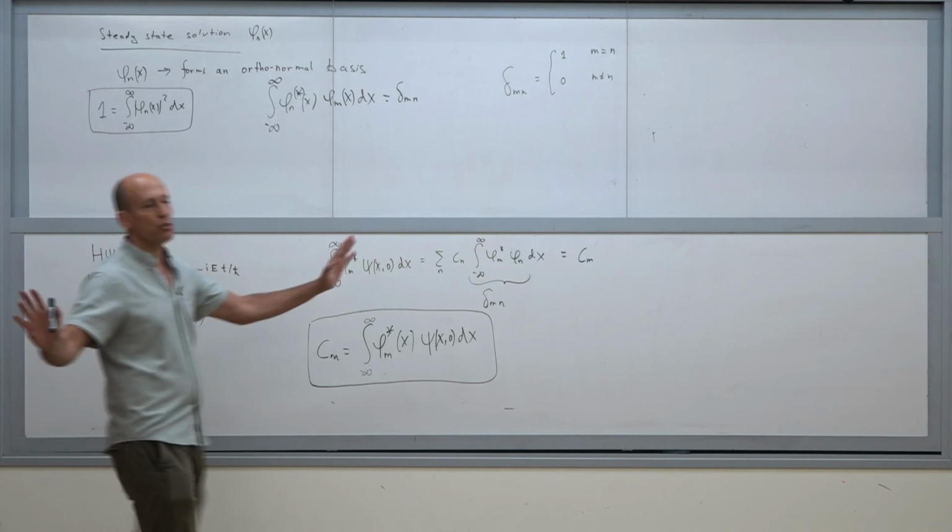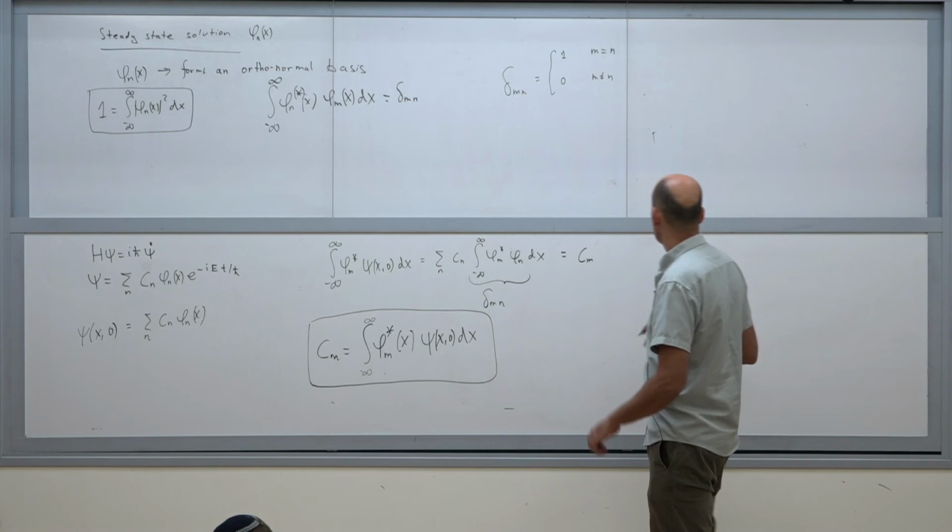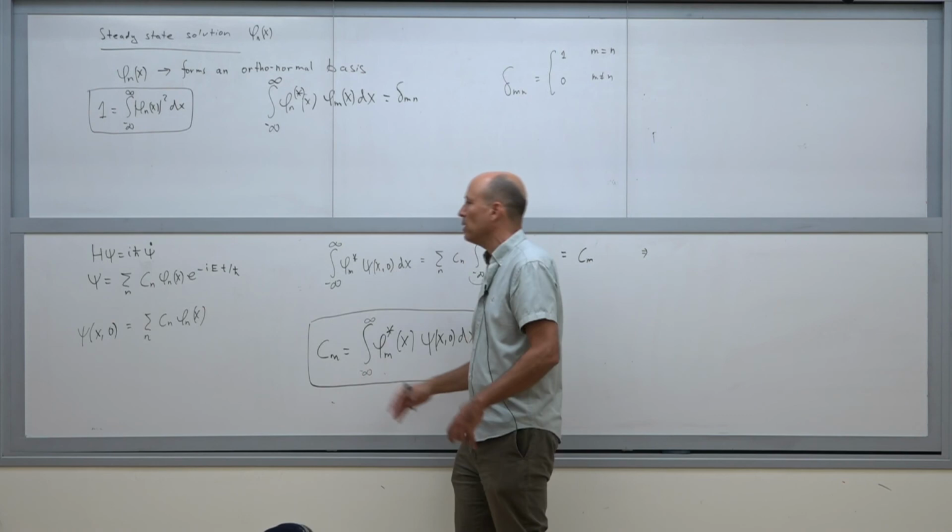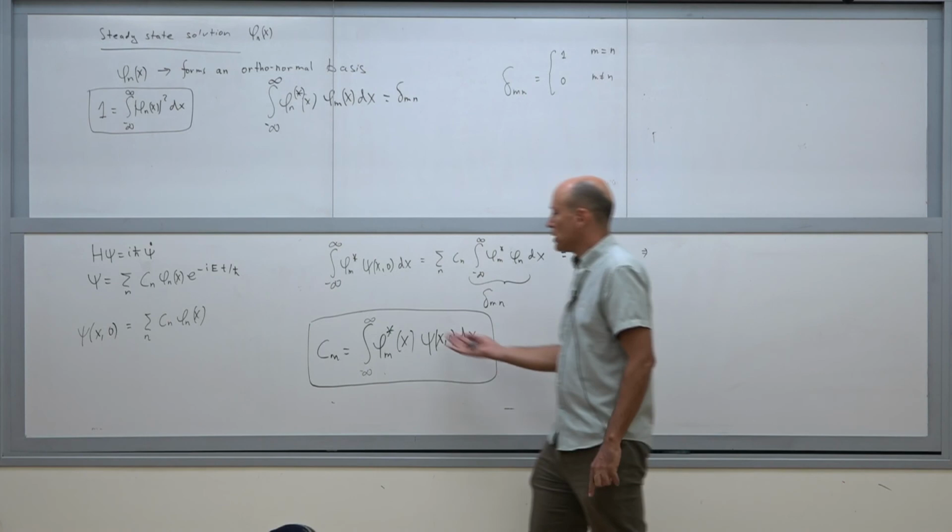Mathematicians can go home now, okay, we solved everything. Why? Because we have a recipe, at least, to get c_n. Of course, this is too general in the sense that it doesn't show you what the physics is. For example, what is the interpretation of the c_n? What is the meaning of c_n?